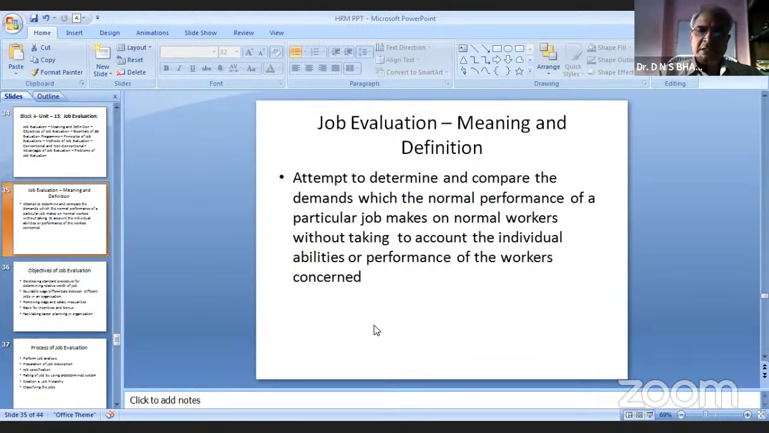Then lastly, coming to the job evaluation process. Here, the relative worth of the job is identified in a particular organization.